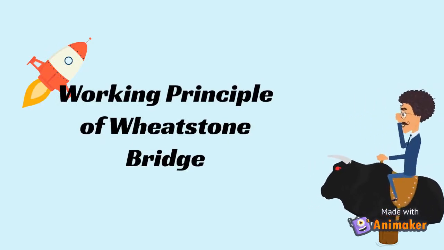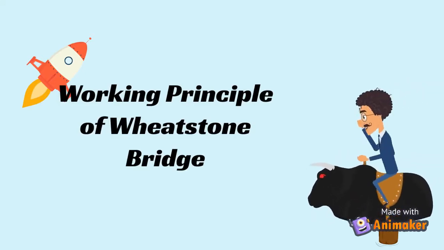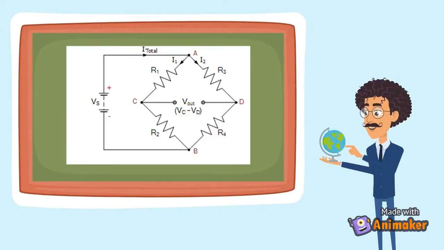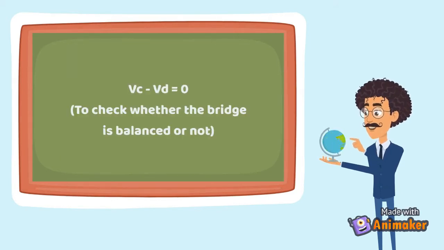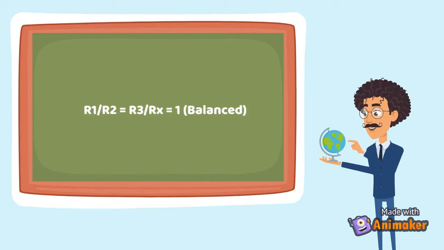Next, we will explore the working principle of the Wheatstone Bridge. Let's look into the circuit. The left node represents VC, and the right node represents VD. The working principle of this circuit is to make sure the potential difference VC minus VD equals 0. Hence, R1 over R2 equals R3 over Rx equals 1, to make sure the bridge is balanced.